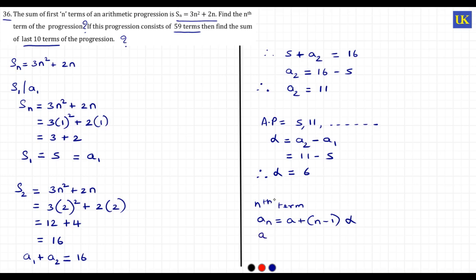Now they have asked us to find that, assuming that there are 59 terms. So we will take a_n as a_59. The a value is 5, we have found this here. n is 59 minus 1 and the d value is 6. So 5 plus 59 minus 1 is 58, 58 into 6.